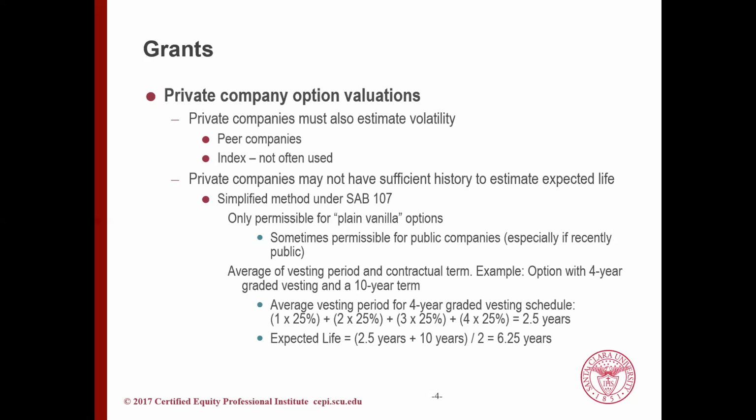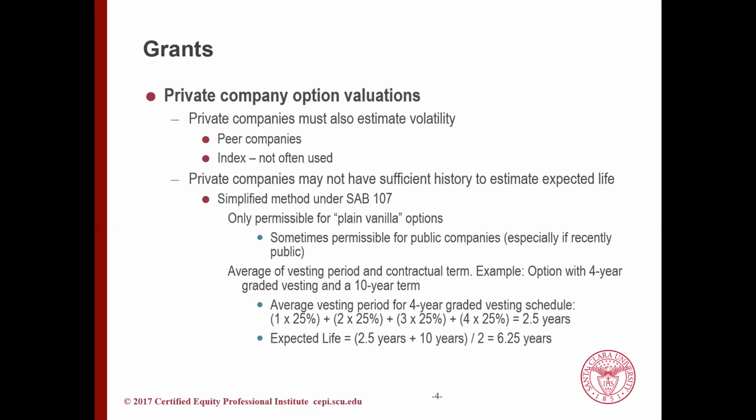So what is the simplified method? Well, you take the midpoint of your average vest period plus your contractual term. So in the example on this slide, our private company offers options with 4-year graded vesting and a 10-year term. The weighted average vesting period is just a simple calculation where we arrive at 2.5 years.